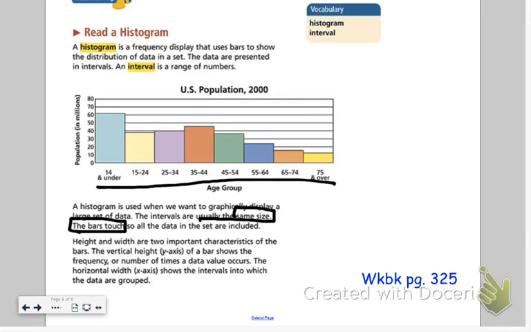Height and width are two important characteristics of the bars. The vertical height, which you know is the y-axis, shows the frequency. So over here we have the frequency, how much it occurs. And the horizontal width, the x-axis, shows the intervals, which we said was down here. That's how the data is all grouped. So we're going to use this graph to answer some questions.